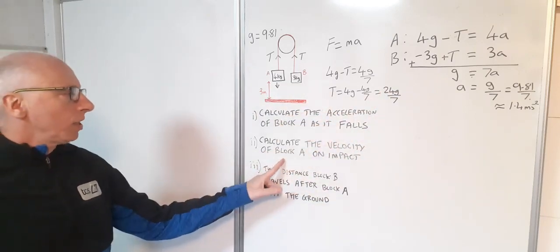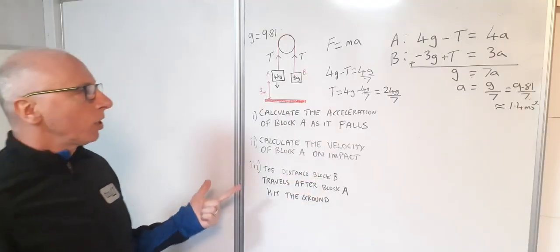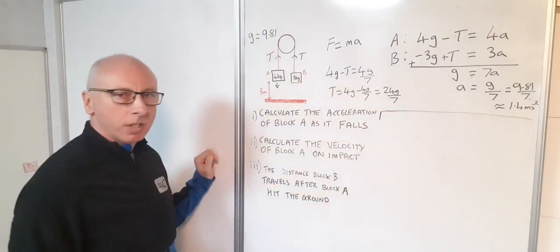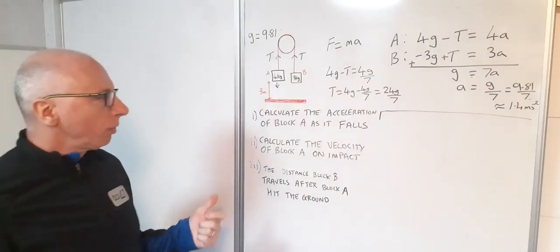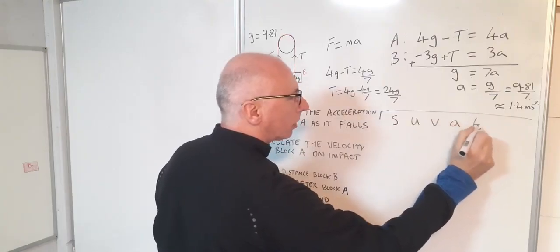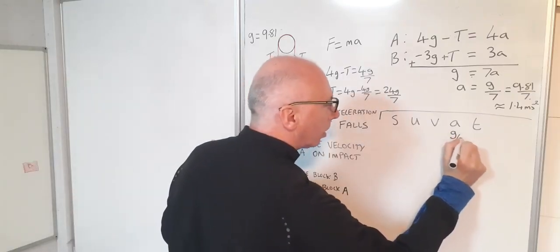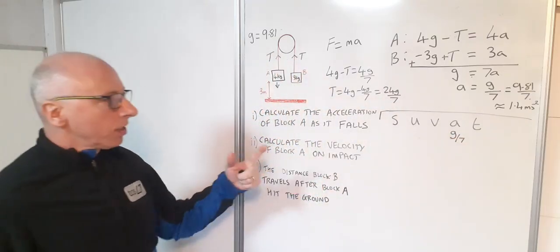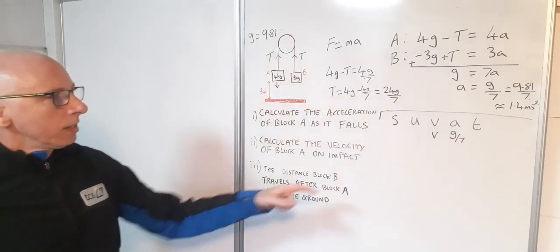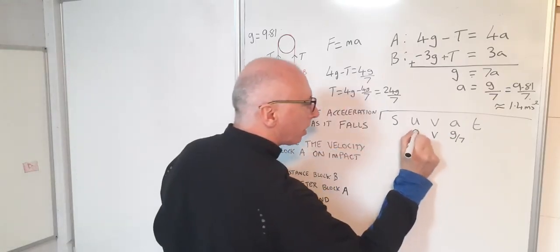So now calculate the velocity of block A on impact. When we're trying to calculate velocity, we're going to need our SUVAT equations. So that's part one. Now let's do part two. First of all, when you've got a SUVAT question, list out your variables and see what you actually have. Well, we've got acceleration, that's g/7. We want to calculate velocity, so that's definitely the variable we need. So v is what we need. u is our initial velocity. Well, as it starts, it's going to be at rest, so that's going to be 0.